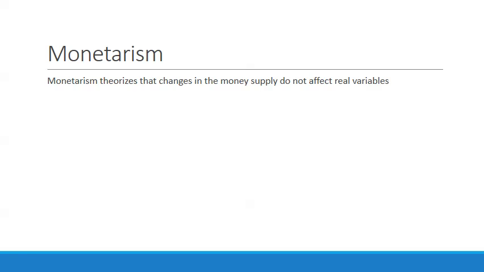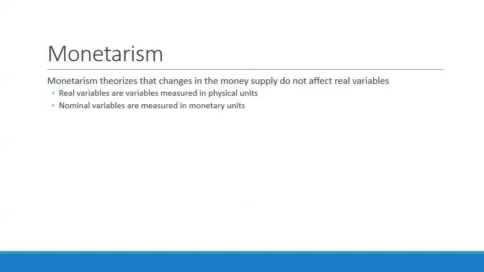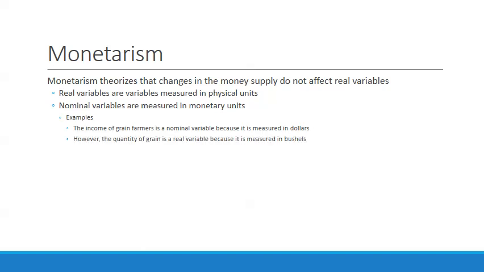So monetarism theorizes that changes in the money supply do not affect real variables. Now remember, real variables and nominal variables. Nominal variables are those where we look at the current pricing; we talk about inflation adjusted. So real variables are variables measured in physical units, whereas nominal variables are measured in monetary units, i.e. how much something costs. From an example standpoint, the income of grain farmers is a nominal variable because it's measured in dollars. So X dollars times however many bushels of corn equals how much you would make. The quantity of grain is a real variable though, because it's measured in bushels. How many bushels of grain, i.e. wheat, do we have? And what is the value of that compared to something else?